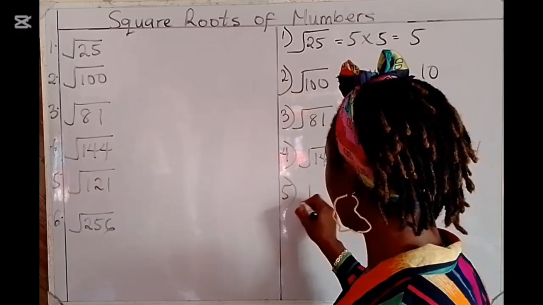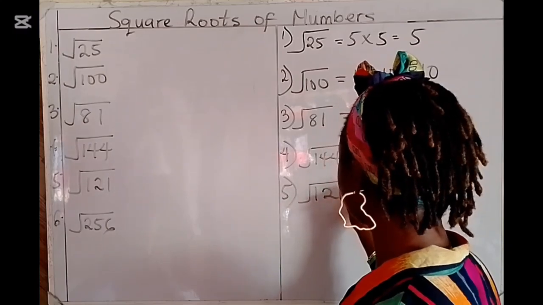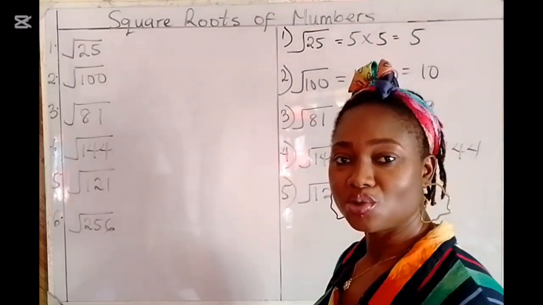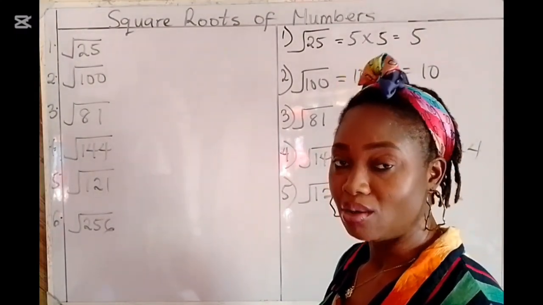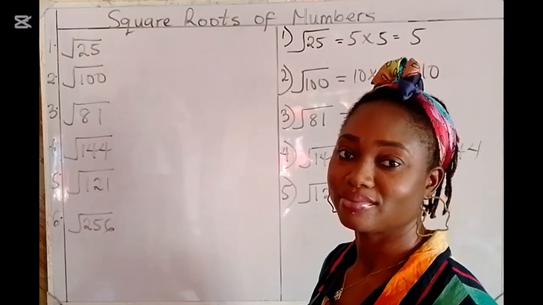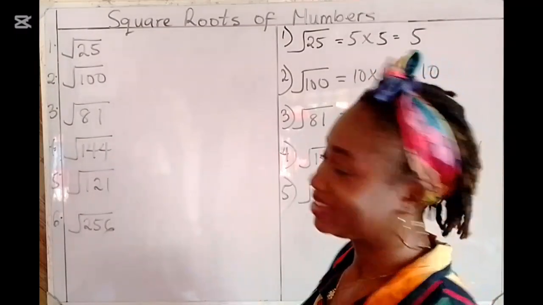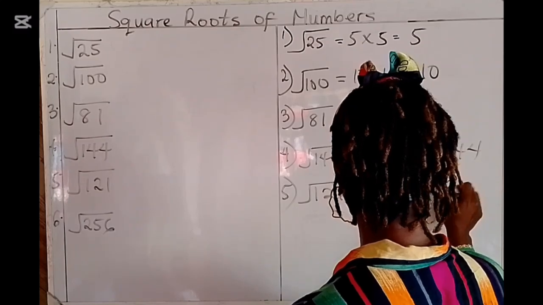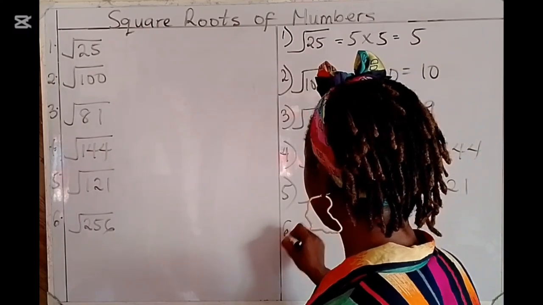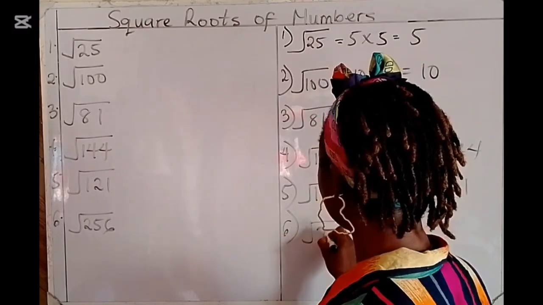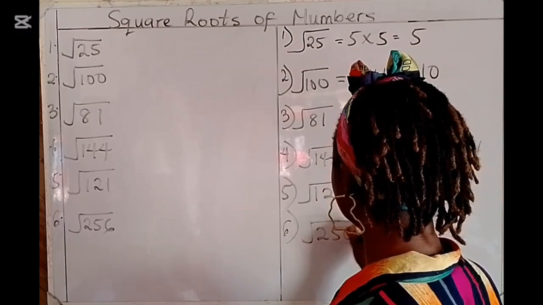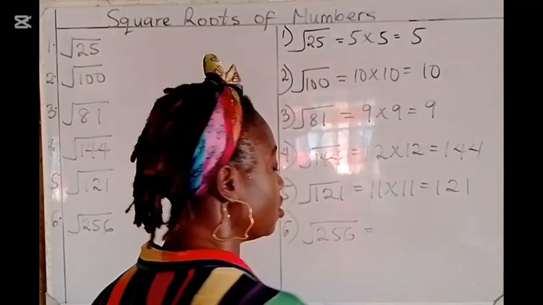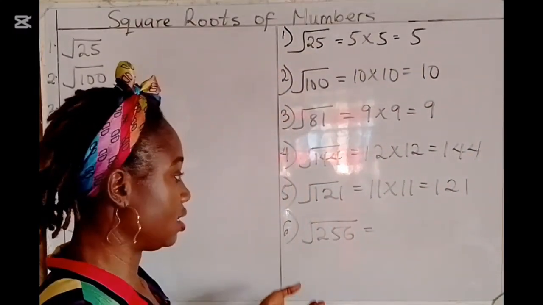Question 5, 121. Which two numbers multiplied together will give us 121? 11. 11 times 11 gives us 121. And then question number 6, we have 256. How do we determine the square root of 256?